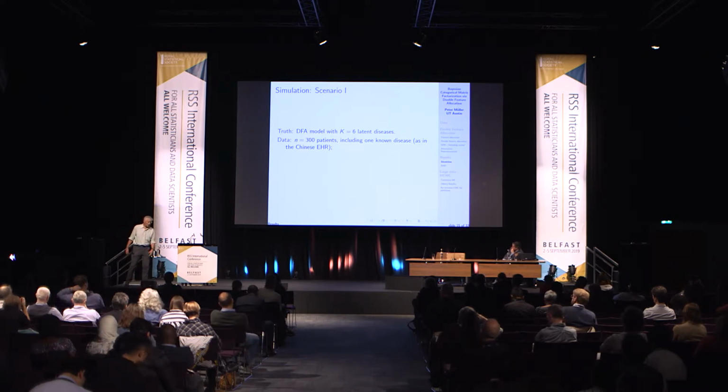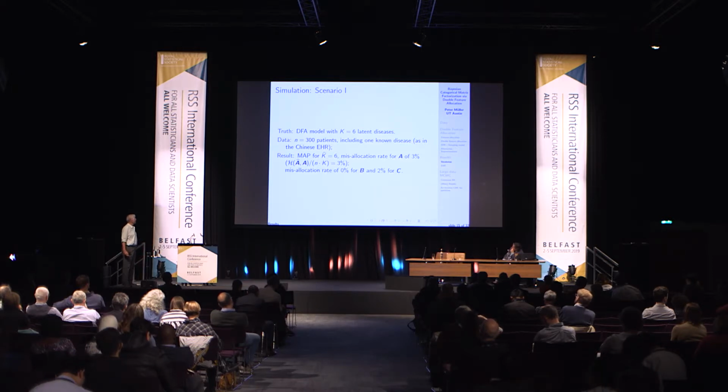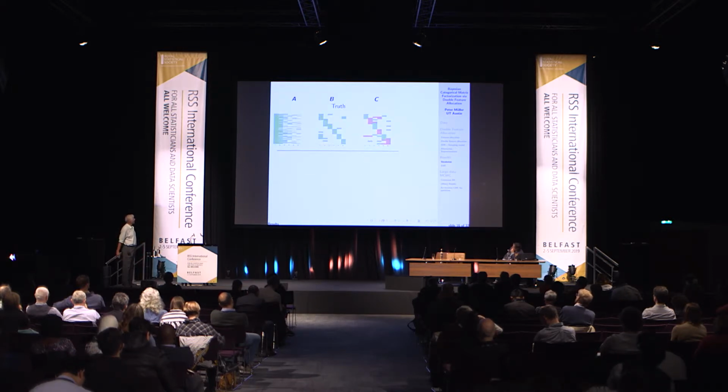But as you will see, even with such a moderate number of patients, you already have a realistic chance of discovering latent diseases. So what we did was we simulated data, so we happen to know the simulation truth. We carried out the inference under the model on the previous few slides. And let me just show you the picture. Here's the simulation truth. This is the matrix A.